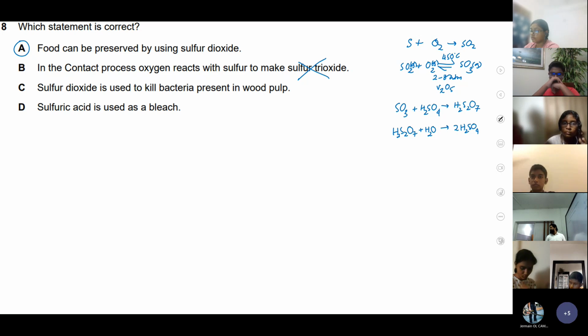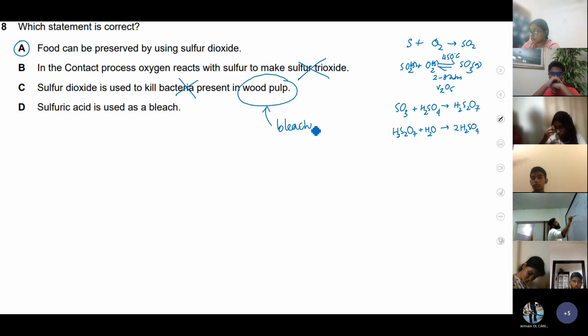See how creepy they are? Wood pulp should be bleached. Wood pulp will be bleached using sulfur dioxide, or maybe chlorine. That's the bleaching agent. Killing bacteria in water or food: to kill bacteria in water, chlorine gas; in food, sulfur dioxide. Right?